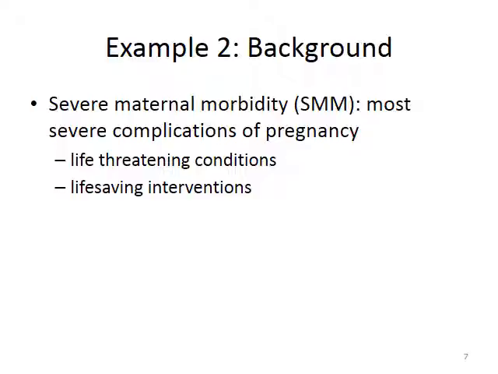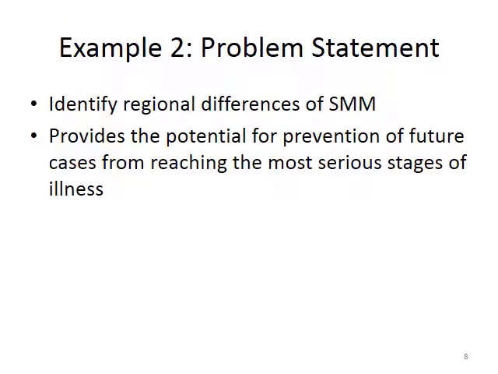Now let's look at our second example. Here we are examining severe maternal morbidity, which is defined as the most severe complications of pregnancy, such as sepsis, heart failure, or amniotic fluid embolism. In this problem, we are interested in identifying regional differences within New York State so that opportunities for prevention programs can be identified.